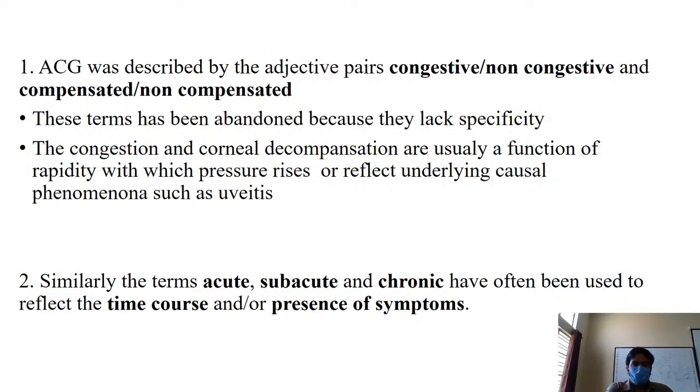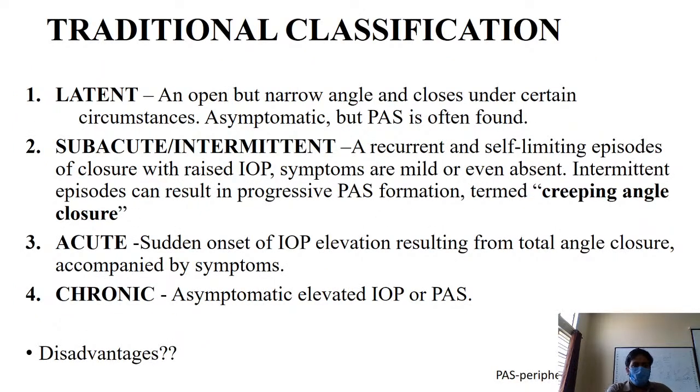Sometimes angle closure glaucoma was described by adjectives like congestive and non-congestive, and compensated and non-compensated, because previously they said that all angle closure glaucoma have congestion of the eye, that is, it presents with redness and ciliary spasm. But it is not true. There are some cases which do not present with redness of the eye and still they have angle closure glaucoma. Similarly, previously they used the terms acute, subacute and chronic, which show the time course and presence of symptoms. But these classifications are not used nowadays. So previously it was latent, subacute or intermittent, acute and chronic.